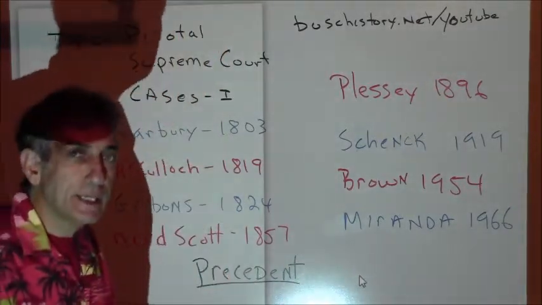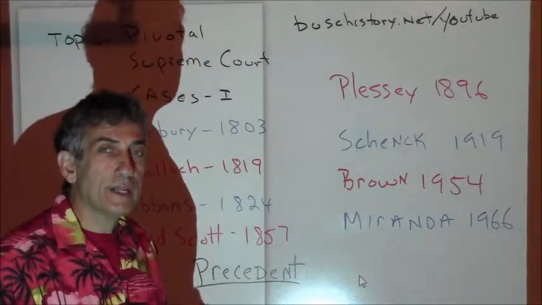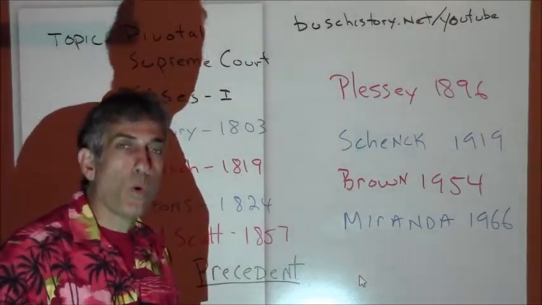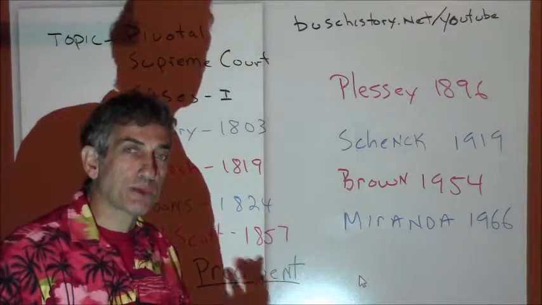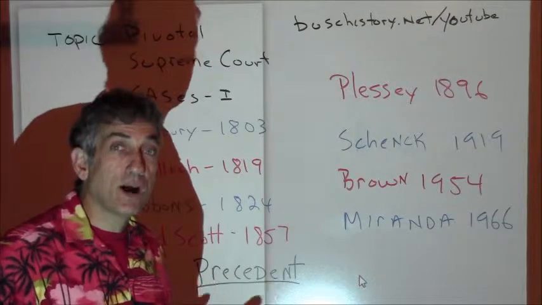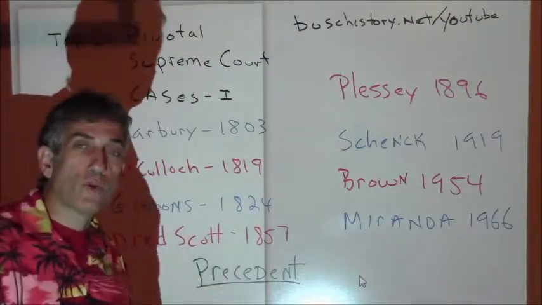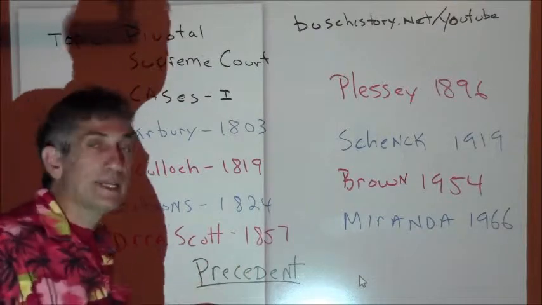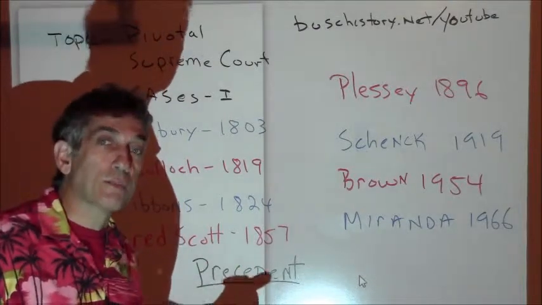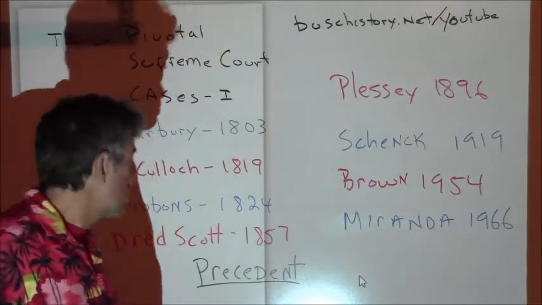McCulloch in 1819 briefly deals with a bank and who has more control in a state, the federal government or the state government, and the Supreme Court under John Marshall will rule that the state government is subordinate to the federal government. Gibbons in 1824 is almost a revisit of McCulloch in 1819, where the court looks at the precedent, and the precedent is the federal government is supreme.